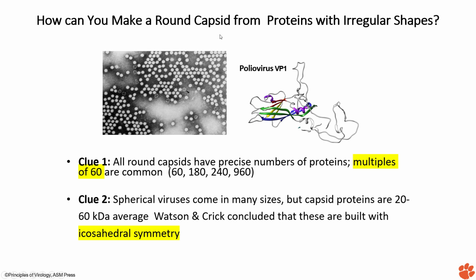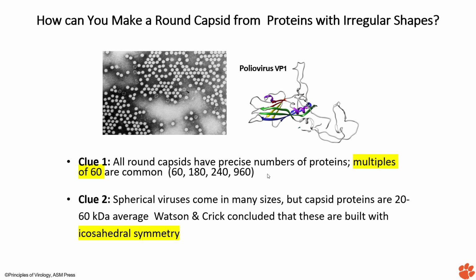So how can you make a round capsid from proteins of irregular shape? Here is the first clue: all round capsids have a precise number of proteins in multiples of 60, like 120, 180, 240, 960, like this.